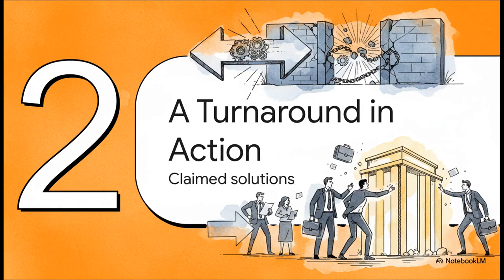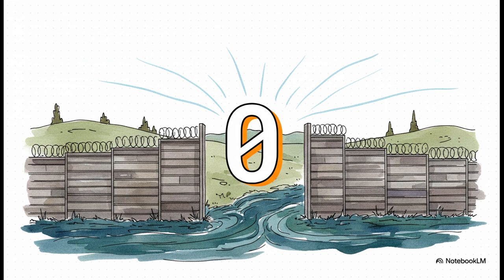Okay, so once you've set up the problem, what's next? Part 2, a turnaround in action. This is the hero swoops in part of this story, where we hear all about the immediate, decisive fixes. And the first move is a big one. It's all about the border.